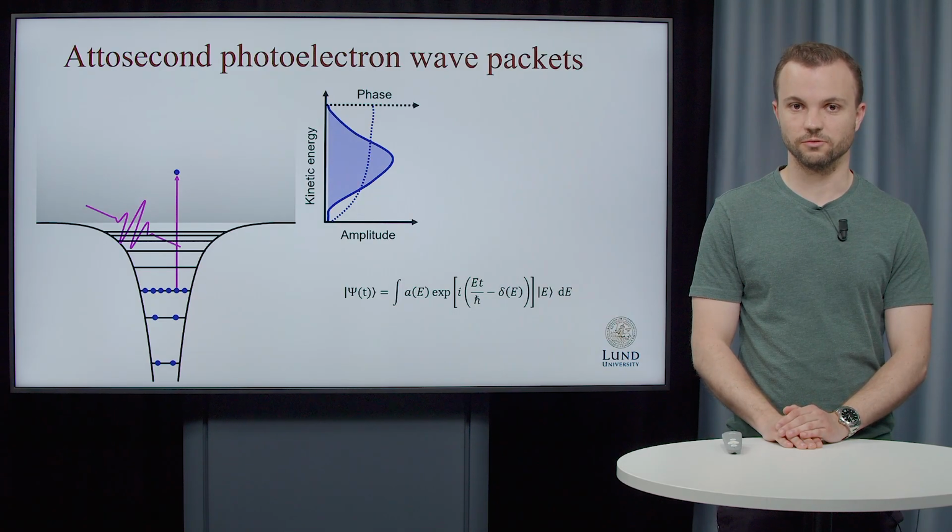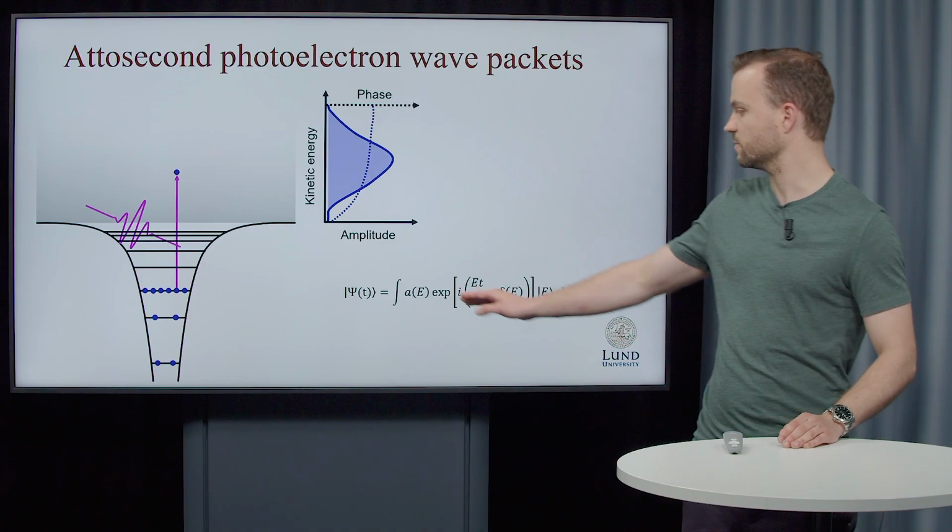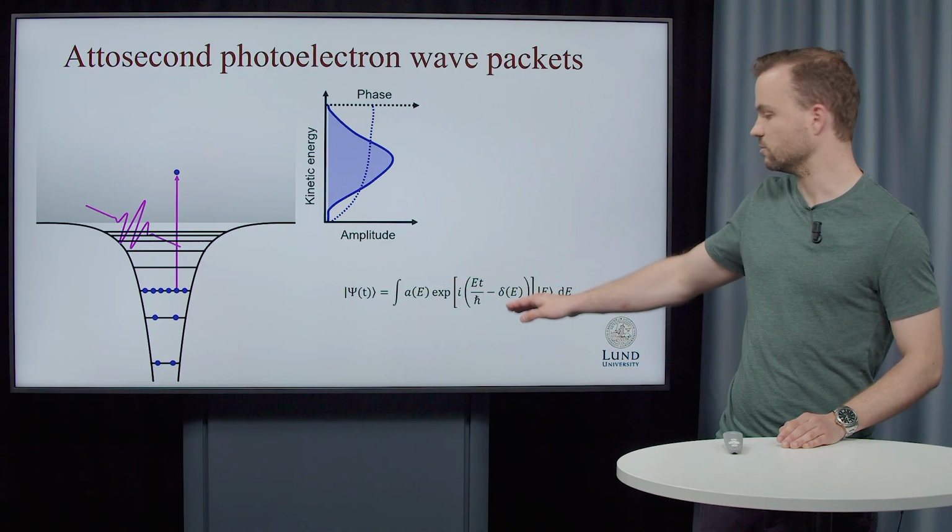In an earlier video, we discussed the fact that when we ionize an atom with a short pulse containing many frequencies, we create a superposition of many continuum states. And in the case where we fully transfer the coherence properties of the light pulse to the electron, we can then describe the photoelectron as a photoelectron wave packet characterized by spectral amplitude A and a spectral phase delta.